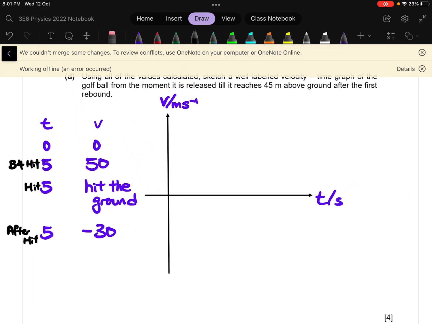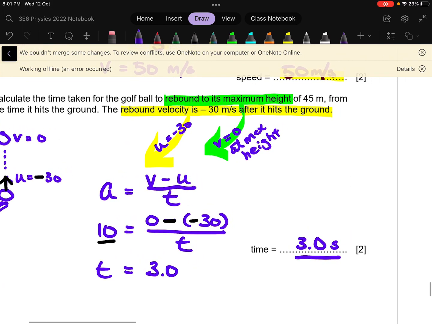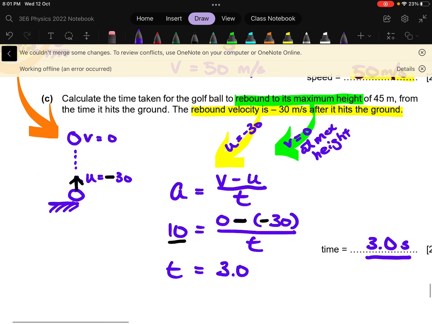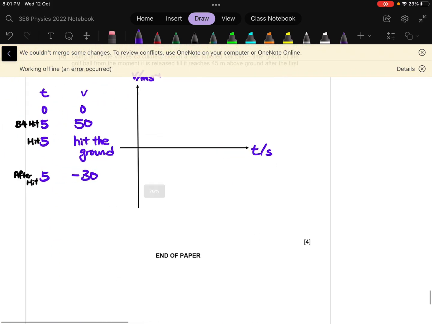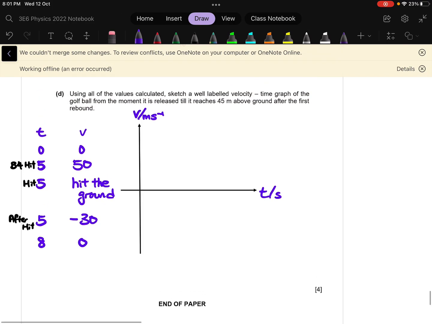Then after that it travels upward, and as we calculated, it travels a total of 3 seconds before reaching the maximum height, right? Before reaching the maximum height. So I know if this plus 3 will be 8, it will reach maximum height. So I have all these coordinates done. So time equals to 0, v is 0, right? Then after that, at the 5th second, my velocity is 50.